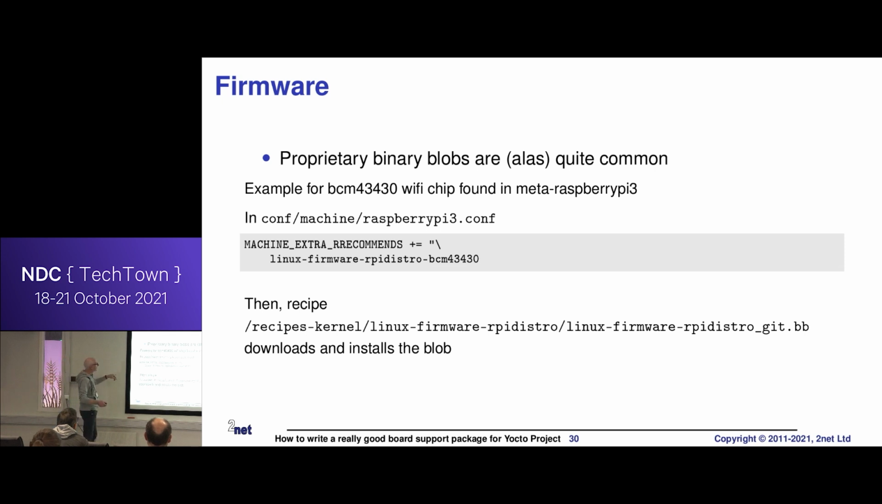So for this to happen, we need a recipe called linux-firmware-rpi-distro something bb. But we also need to tell the build system that we need to build this recipe, which will include the binary, and then load it at boot time. We do this with MACHINE_EXTRA_RRECOMMENDS and then the name of that recipe. That will load the firmware for this chip. When we boot up, the Wi-Fi will work.